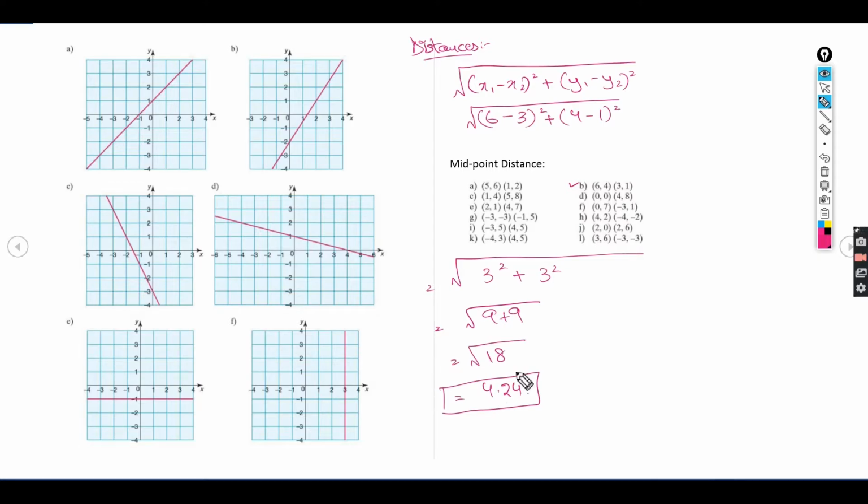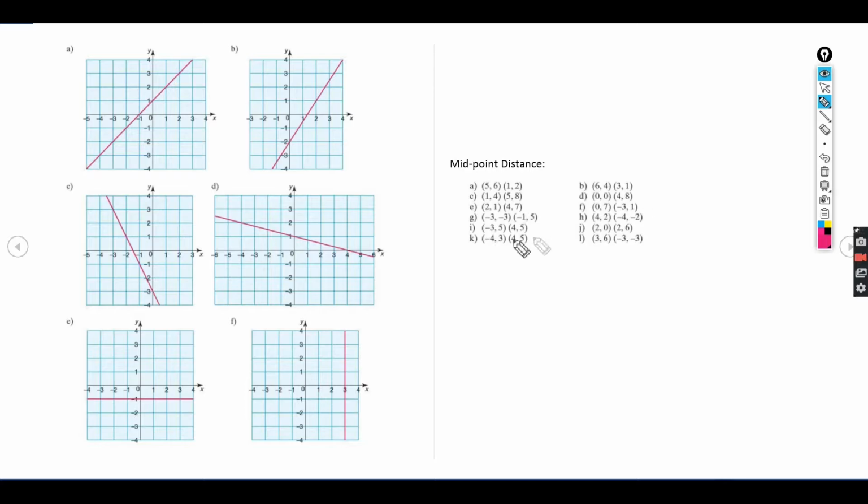It does not matter, obviously in the question it will be mentioned to you if the distance is in kilometers or centimeters or whatever it is. If it says kilometers, then 4.24 kilometers. If it says centimeters, then 4.24 centimeters, according to that only. So this would be your distance over here. Let's do one more question. Let me do this one.